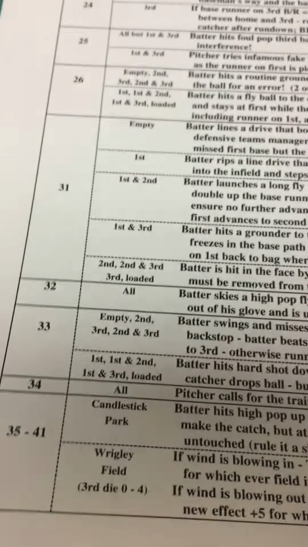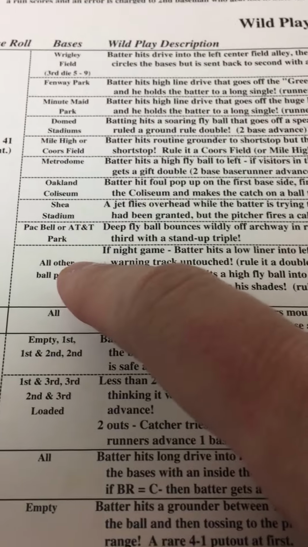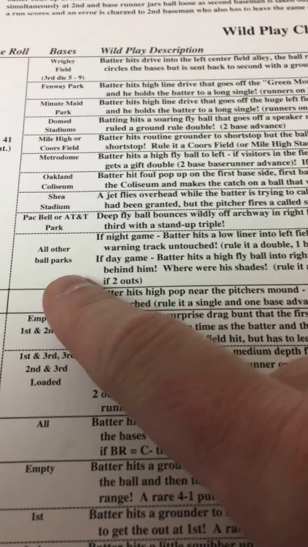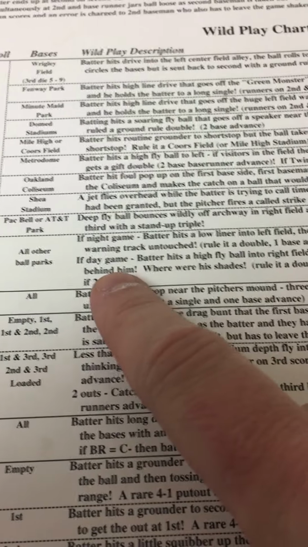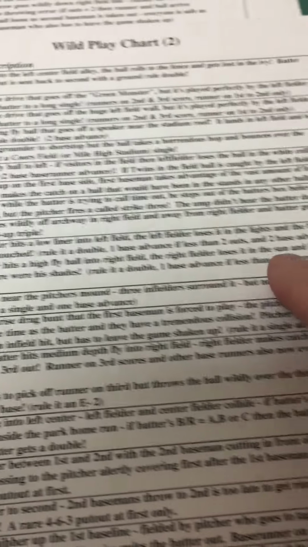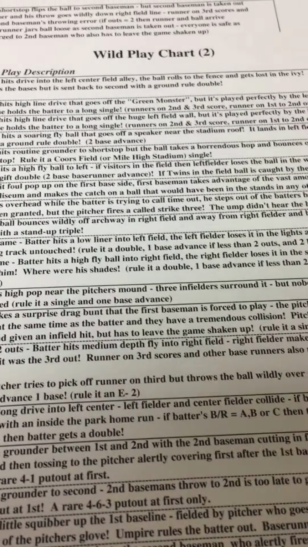Okay, so these are park specific rare plays. It's actually kind of cool. We go here to, we're at Tiger Stadium. It's not listed as one of those park specific ones, so we're going to use all other ballparks. We are a day game, so batter hits a high fly ball to right field. The right fielder loses it in the sun. Ball drops directly behind him. Where were his shades? It's a double.